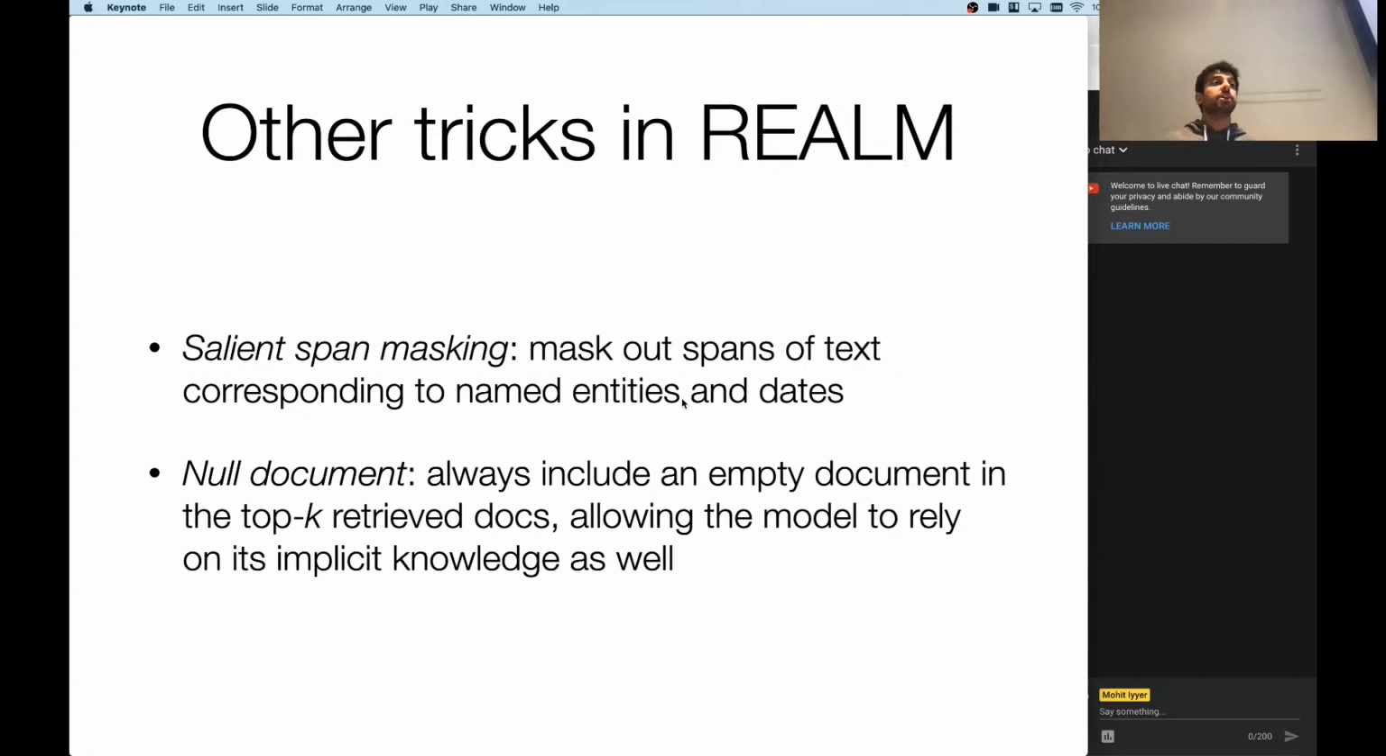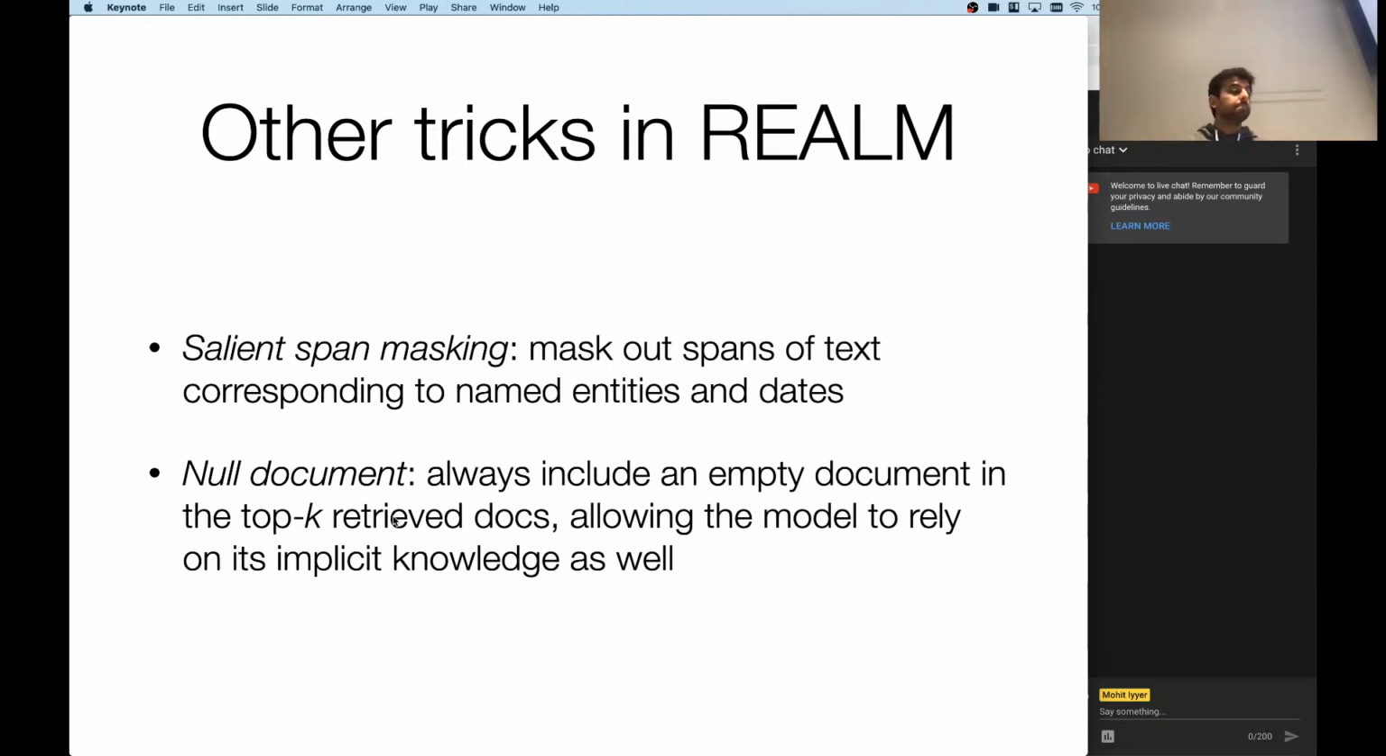So to encourage this behavior, they mask out spans of text in their masked language model that correspond to named entities, like names of people or things, and dates also. And these are cases where the model especially benefits from retrieval from an external data store.